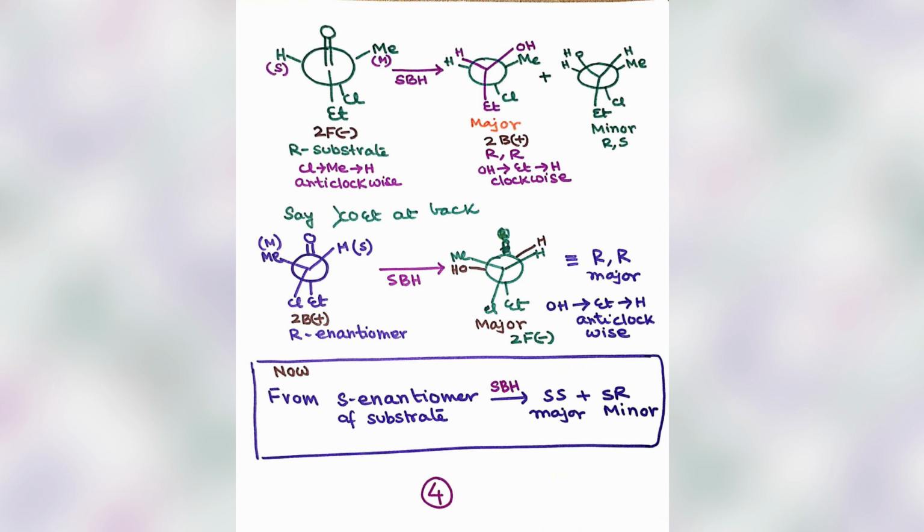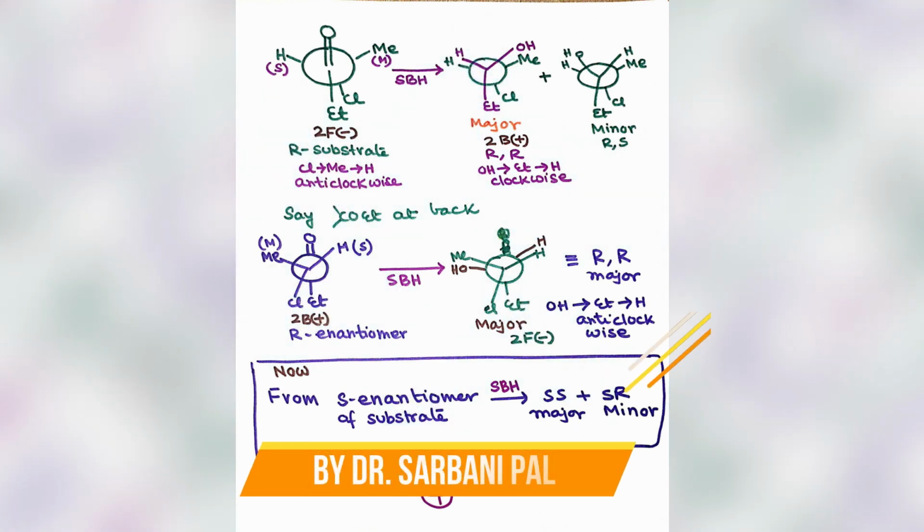Now I have kept the reaction center, means the C double bond O, at the center of the circle in the Newman projection, so that the chiral center will go to the boundary of the circle. So while writing like this, a second priority group, means C double bond O, is coming in front of us, so we can apply the 2F minus rule.